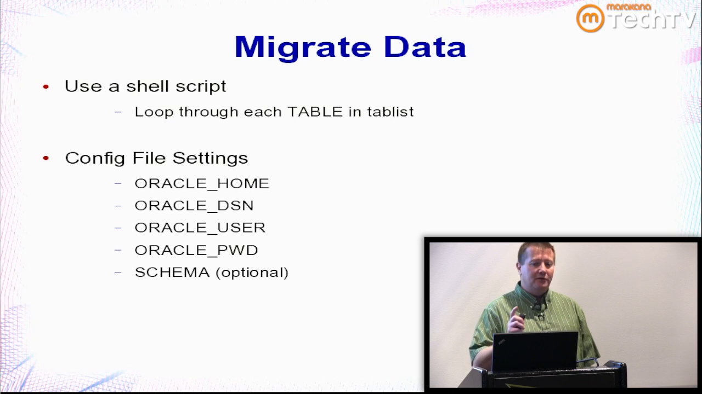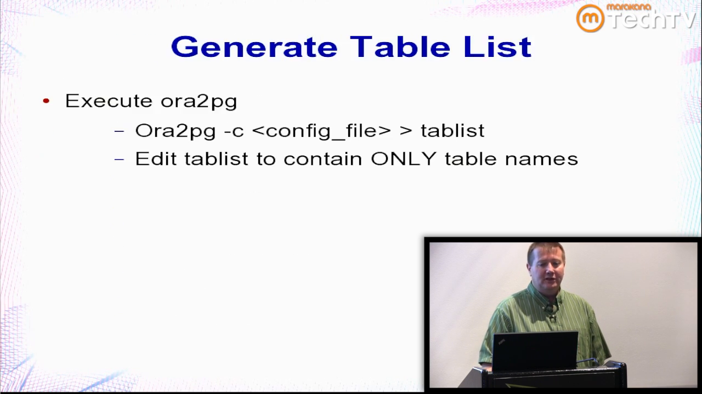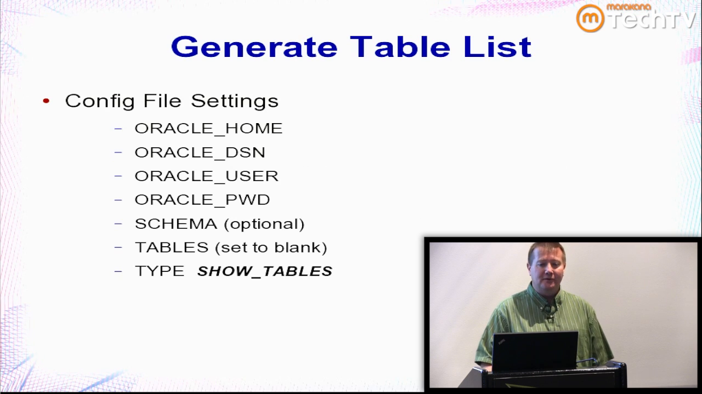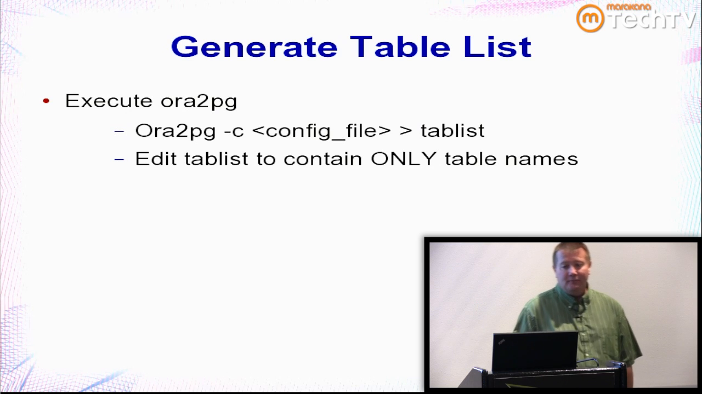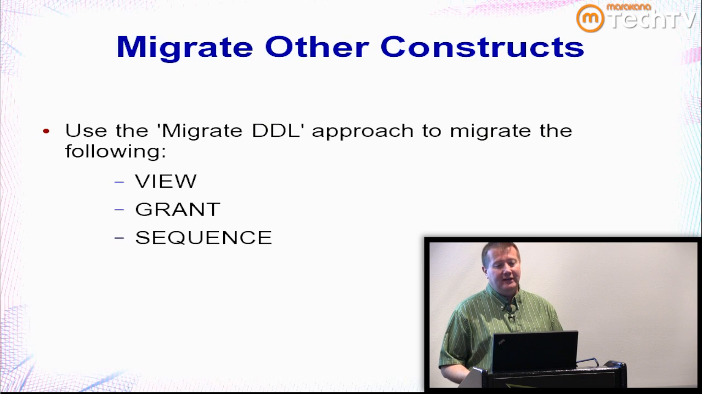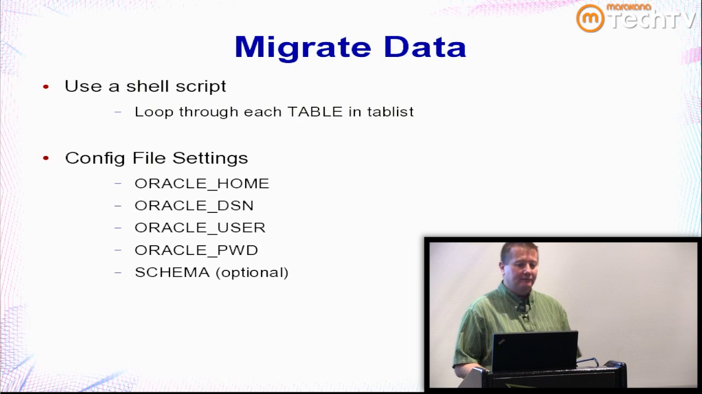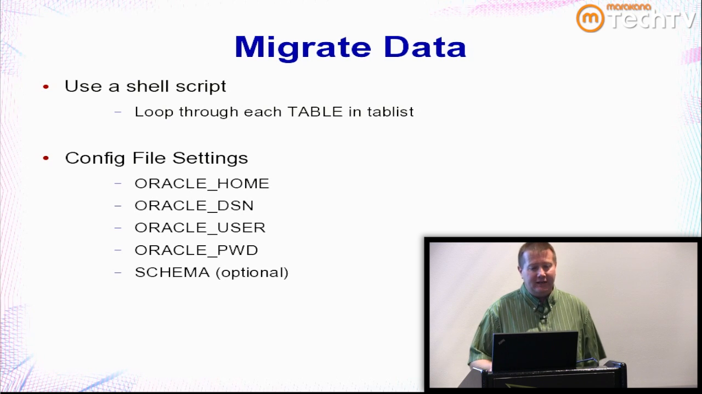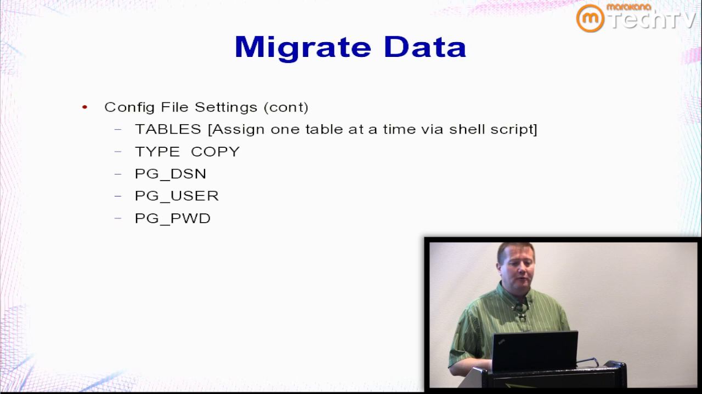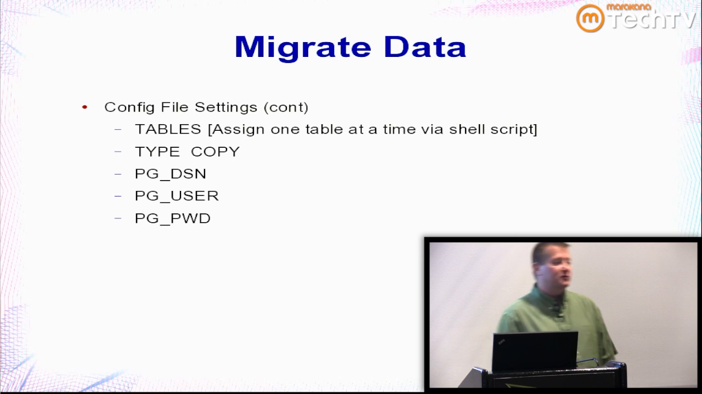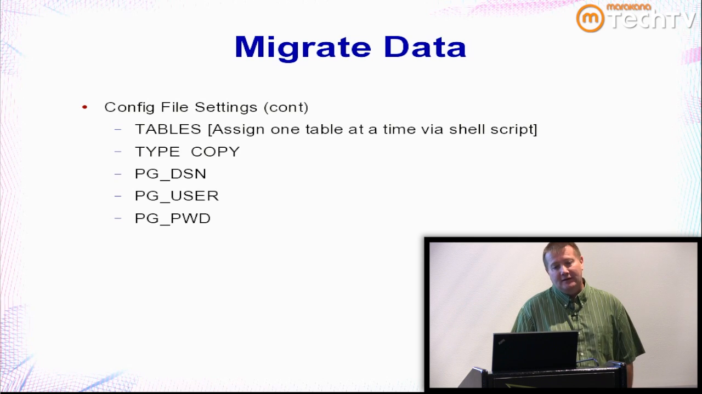So again, we would go back to that original script we wrote to generate the table list, and we gave it the show tables, and we redirected that, in this case, to a file name called tab list. So after we applied the DDL to Postgres, in addition to setting the Oracle config settings and setting the schema, in our case we did have a particular schema we were leveraging, we would set the type to copy, and we would assign the proper variables to the Postgres connection settings.